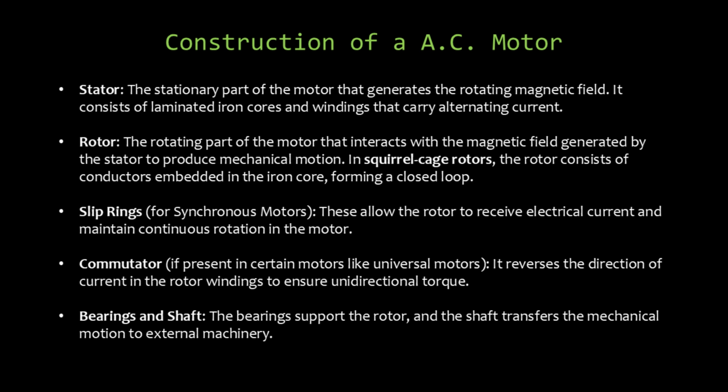Let's explore the key components of an AC motor. The stator is the stationary part, generating a rotating magnetic field with laminated iron cores and windings. The rotor is the rotating component that interacts with this magnetic field. In squirrel cage rotors, conductors are embedded in an iron core, forming a closed loop. Some motors include slip rings to receive electrical current and a commutator to reverse current direction. Bearings and a shaft support the rotor and transfer mechanical motion to external machinery.